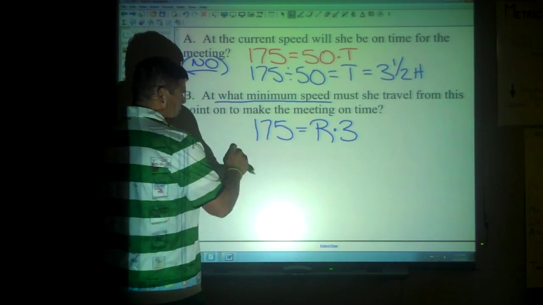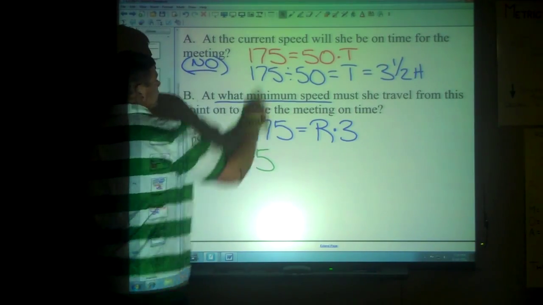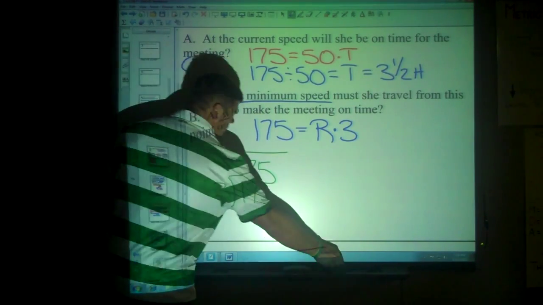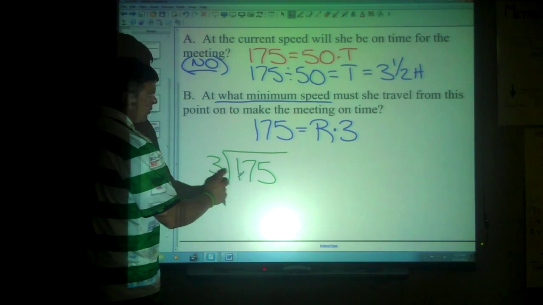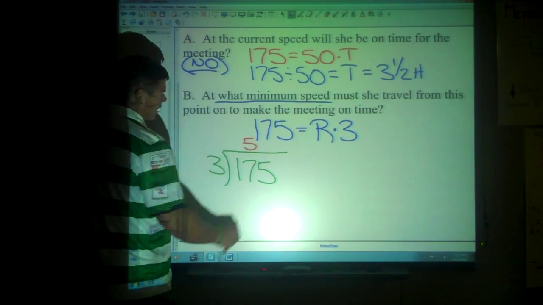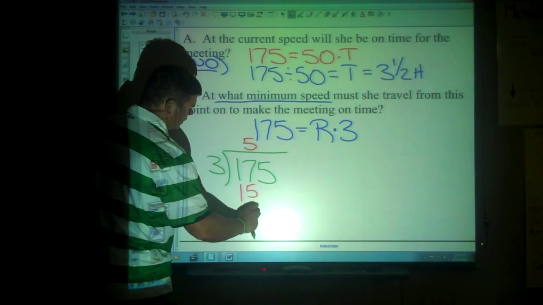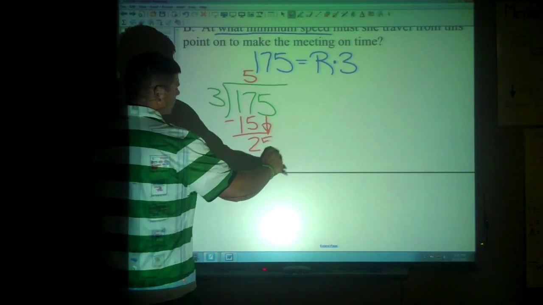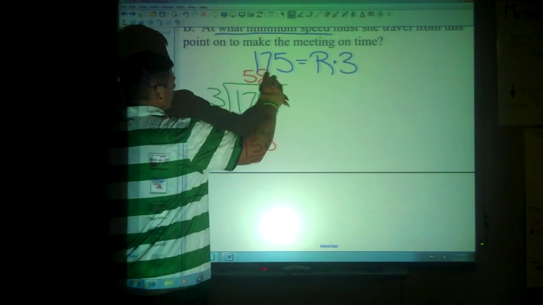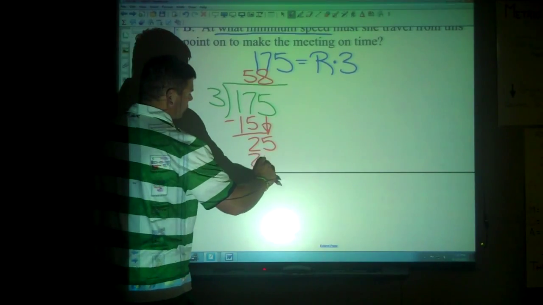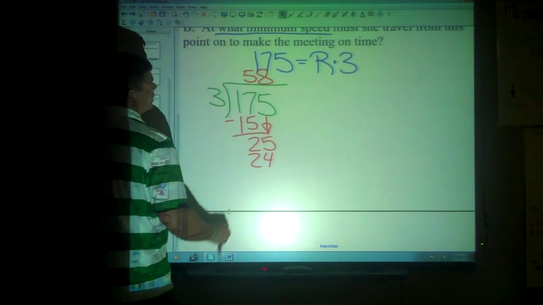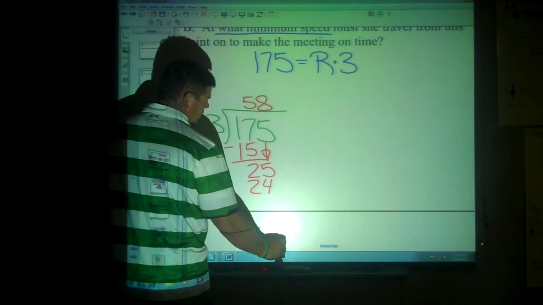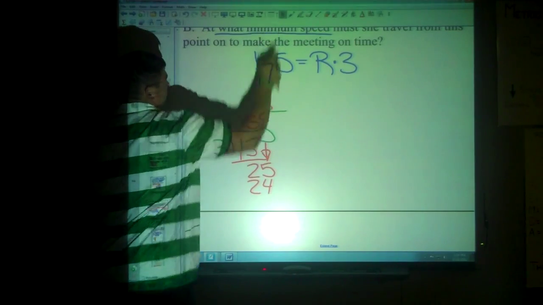We can now say, okay, what's 175 divided by the 3? And 3 will go into 1? No, but 3 goes into 17 5 times. 5 times 3 is 15. Do the subtraction, left with a 2, bring the 5 down. 3 goes into 25 8 times. 8 times 3 is 24. That means we have 1 left over.